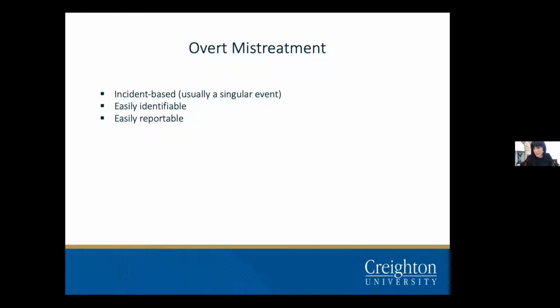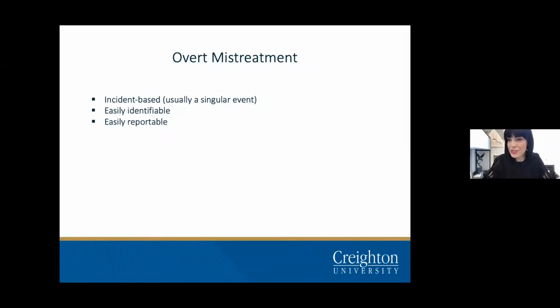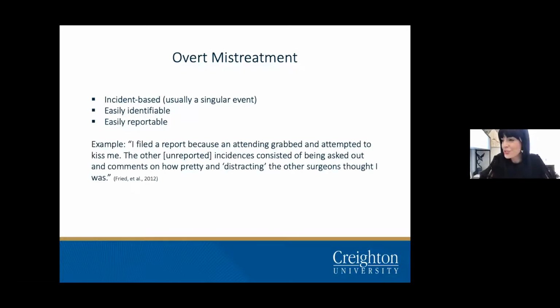So in the literature, I found an example. It seems a little bit hyperbolic, but it hopefully helps us all understand that this is mistreatment. So the example was, "I filed a report because an attending grabbed and attempted to kiss me. The other unreported incidences consisted of being asked out and comments on how pretty and distracting the other surgeons thought I was." Okay, so yes, this is extreme.